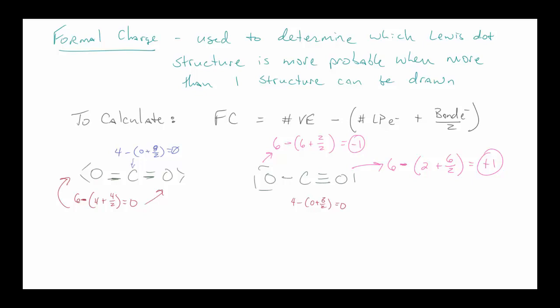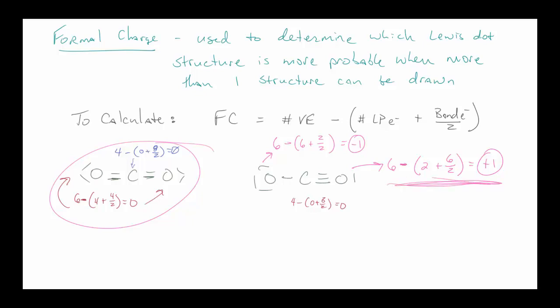But now look, all of a sudden, rather than having zeros across the board like we did on the left-hand side, I start getting positives and negatives and zeros. And so if we're going to predict which one of these is more probable based on formal charge, we're going to say the structure on the left, because 0 is a good thing. And then the big drawback here is that I have an oxygen with a +1 formal charge.